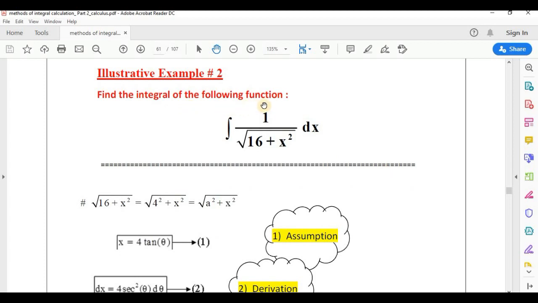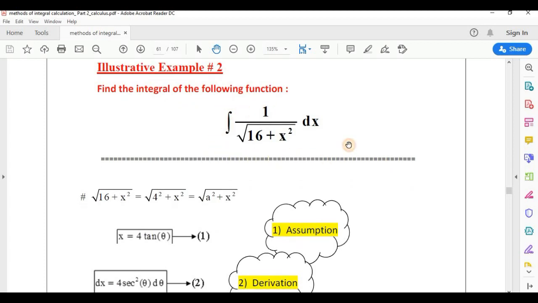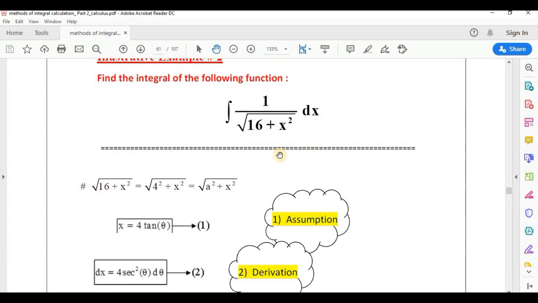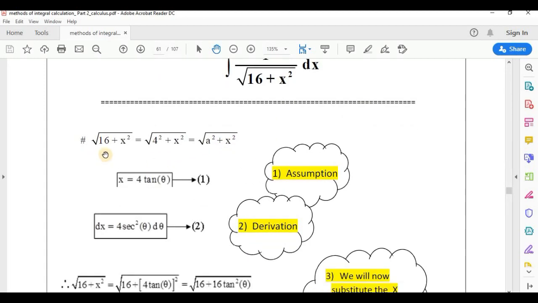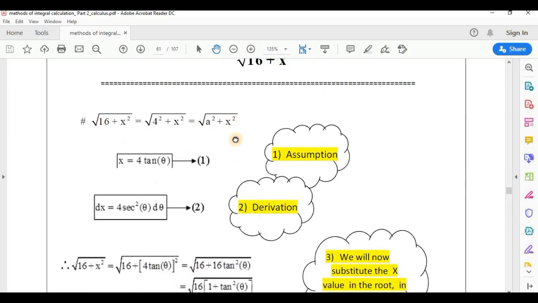Find the integral of the following function. How will we find the integral of this function? As we notice, we have a radical expression, and it is similar to the form number squared plus variable squared. The assumption will be a tan. So the radical expression 16 plus x squared will be equal to the square root of 4 squared plus x squared, and this form is equal to the square root of a squared plus x squared.